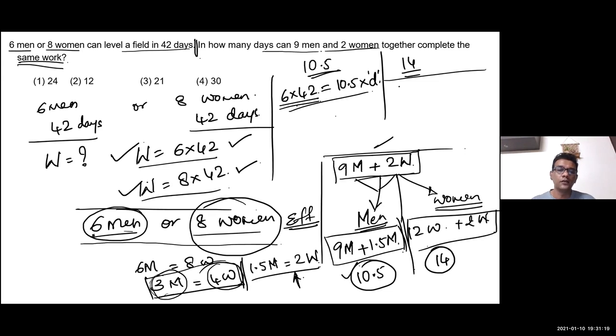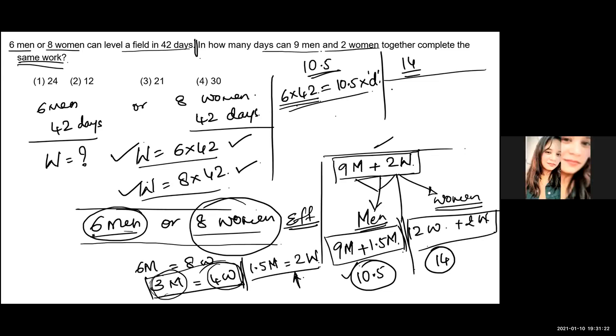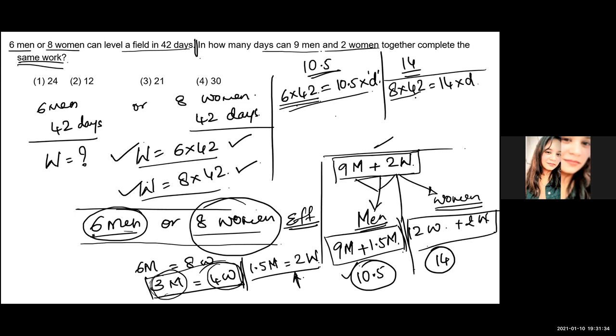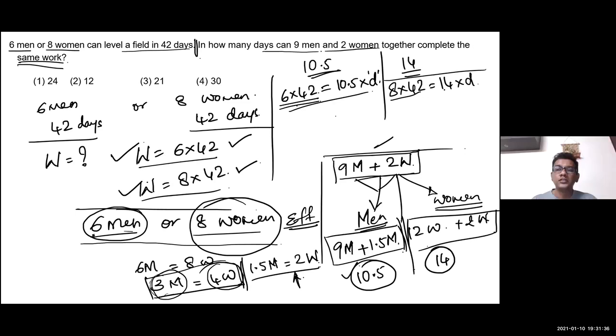How will I write this equation now? Can anyone tell me? 8 into 42 is equal to 14 into D. Why am I taking 8 into 42? Because 8 women can complete the work in 42 days, no? Correct, because I'm considering only women here.